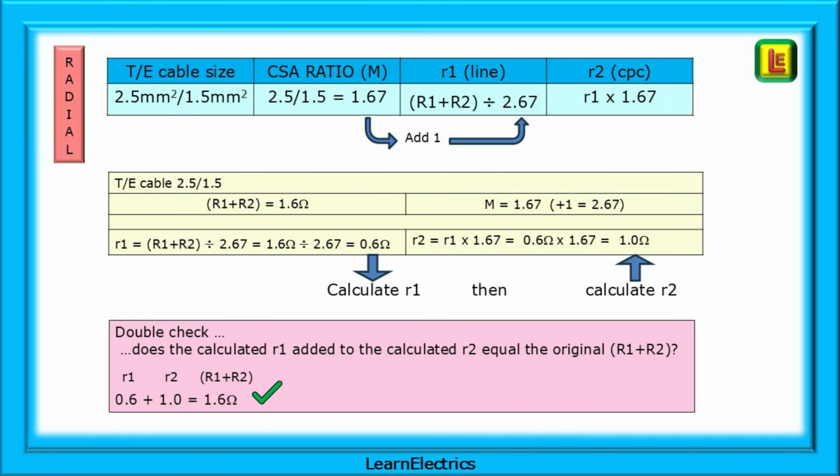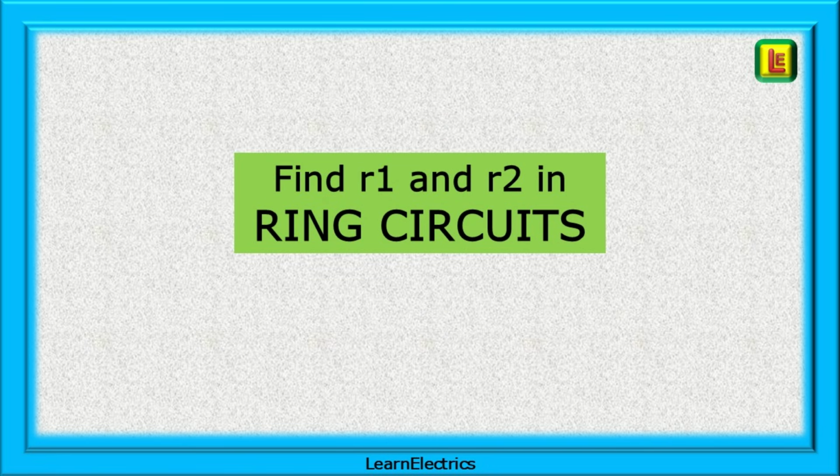We can double check this. Does 0.6 plus 1.0 equal 1.6 ohms? Yes, it does. Job done. All correct. How do we approach ring circuits then? Almost the same. Almost. Let's look.